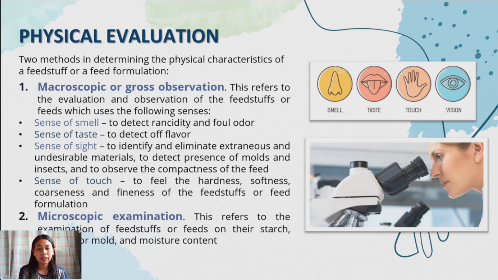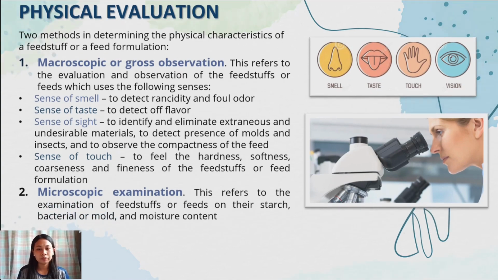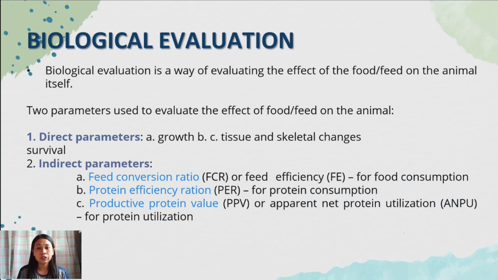This refers to the examination of feedstuff or feeds on their starch, bacterial, or mold and moisture content. Biological evaluation is a way of evaluating the effect of the food or feed on the animal itself. Two parameters are used to evaluate the effect of food or feed on the animal.